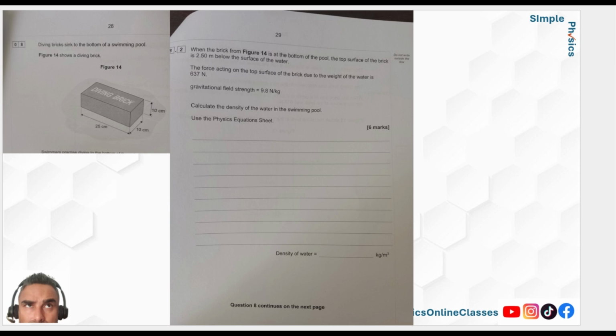If you look at the question, it looks like pressure in water. So when you think pressure in water, you think pressure is equal to rho g h. You're given all the formulas there, so you don't have to worry yourself too much about that.